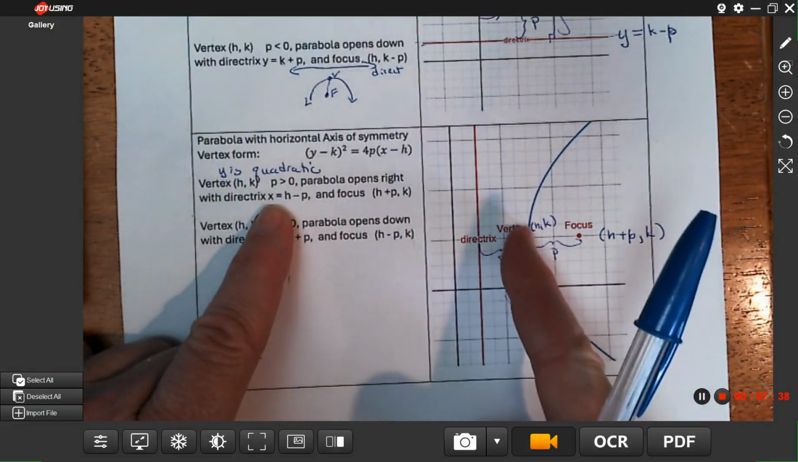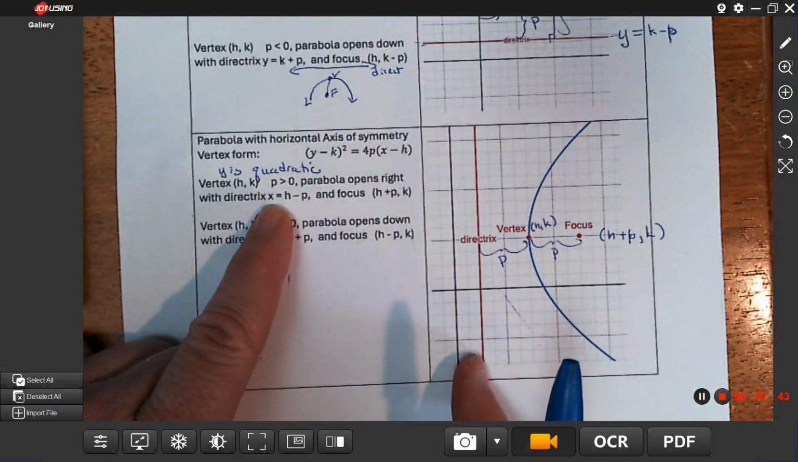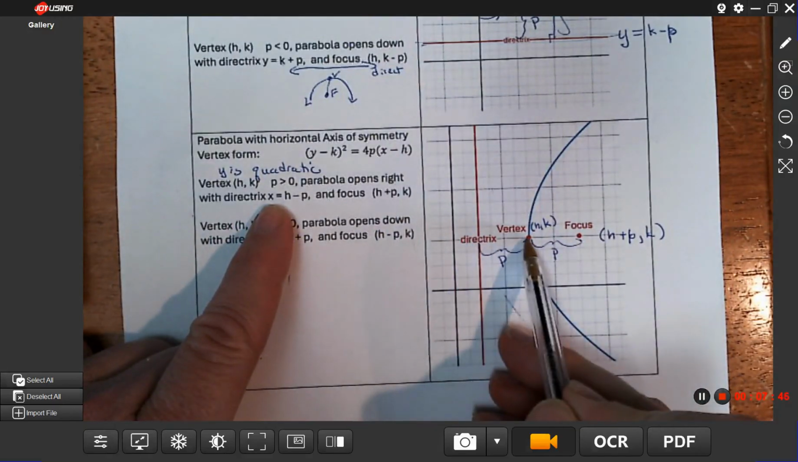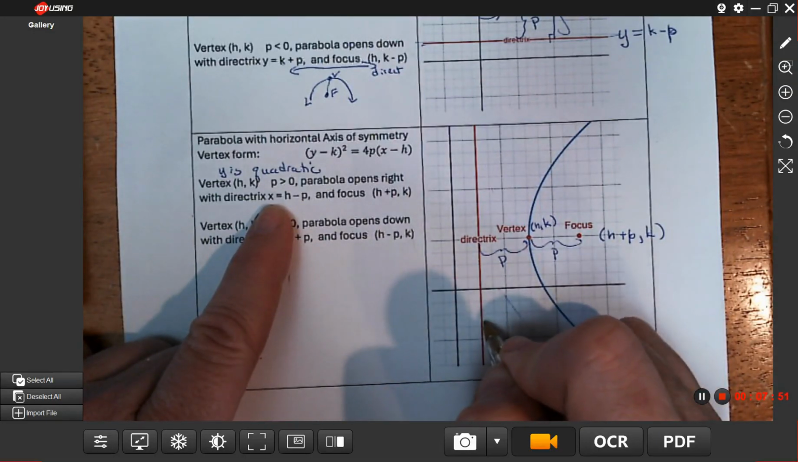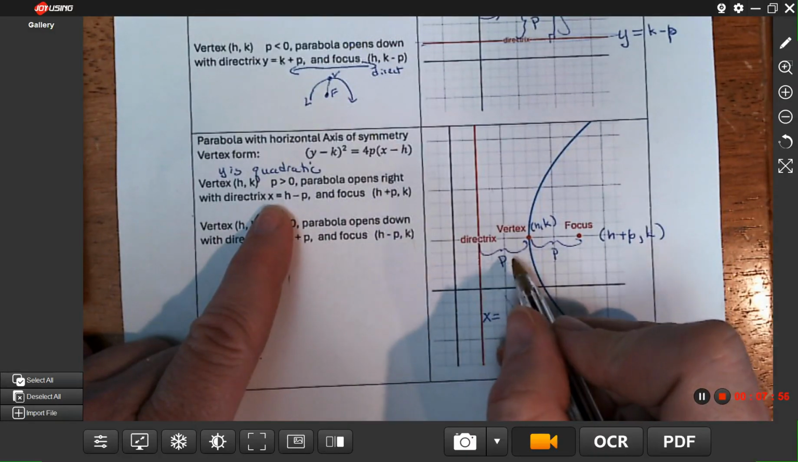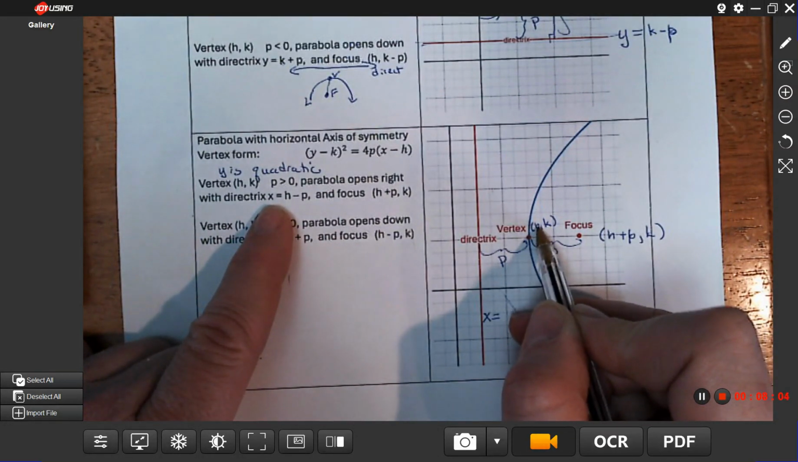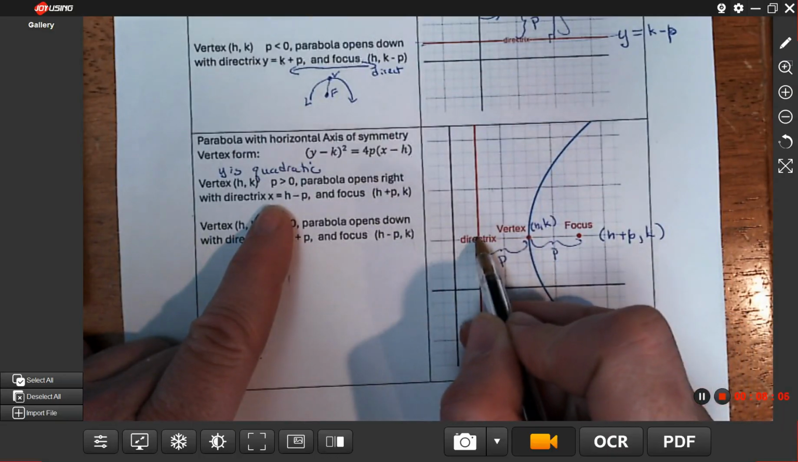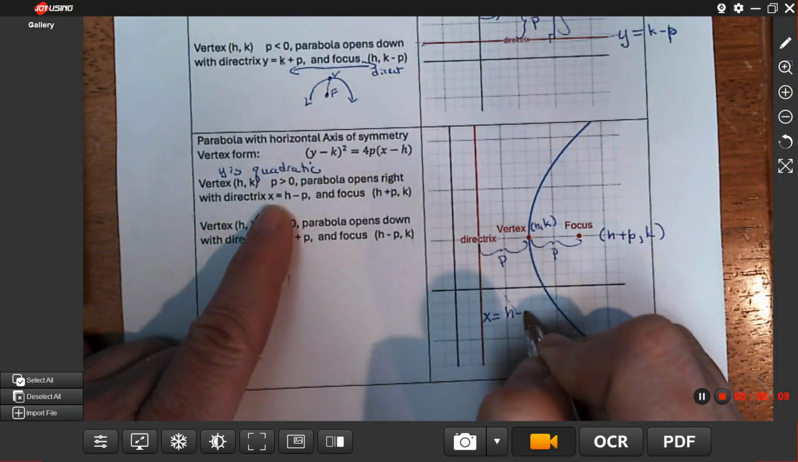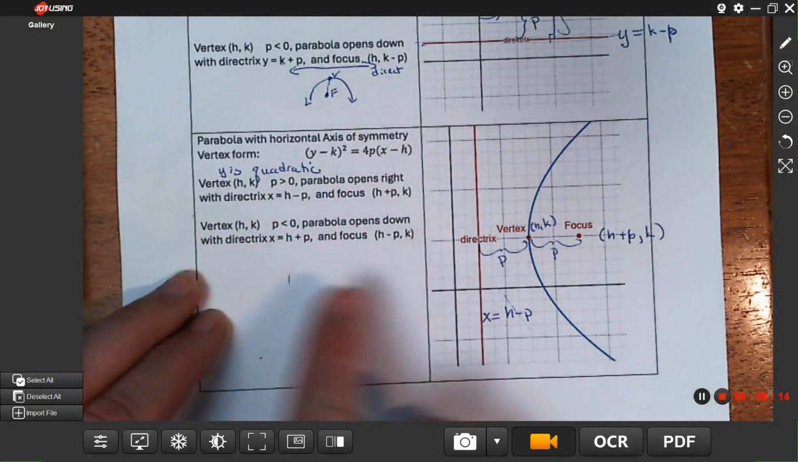And then the directrix. So the directrix is going to be on the other side of the parabola. So it's going to be a vertical line, and it's going to be a distance of p, in this case, to the left of the vertex. So it's always a vertical line when the parabola opens sideways. So it's going to be x equals. Well, what is x going to equal? So the vertex has the x coordinate h, and we're going to move to the left a distance of p, so that would be h minus p. So that's the equation of the directrix.